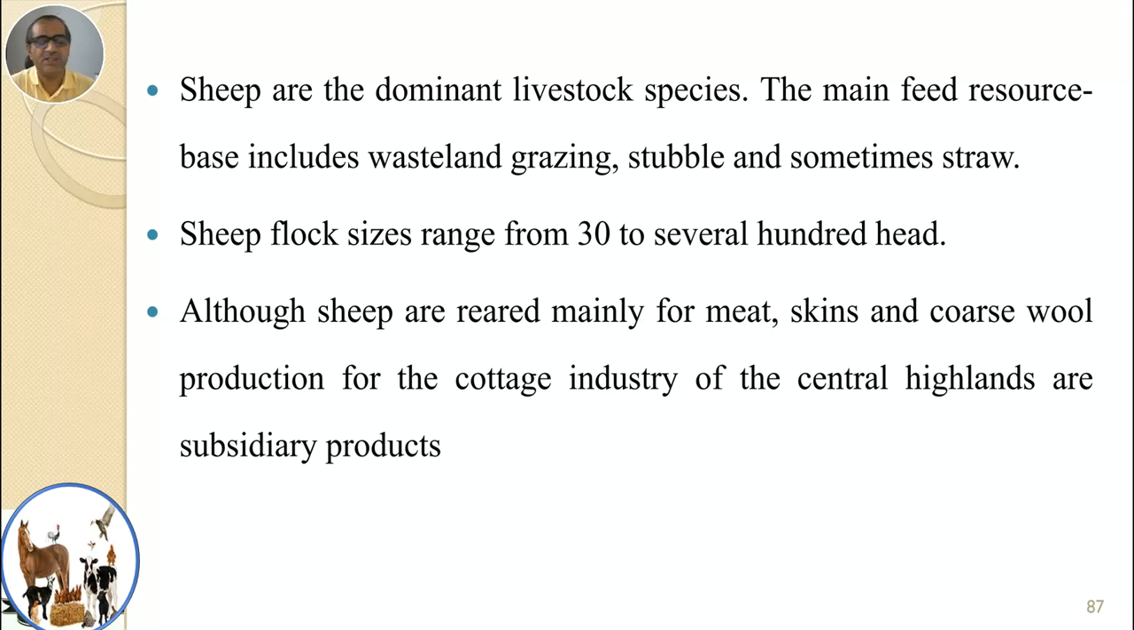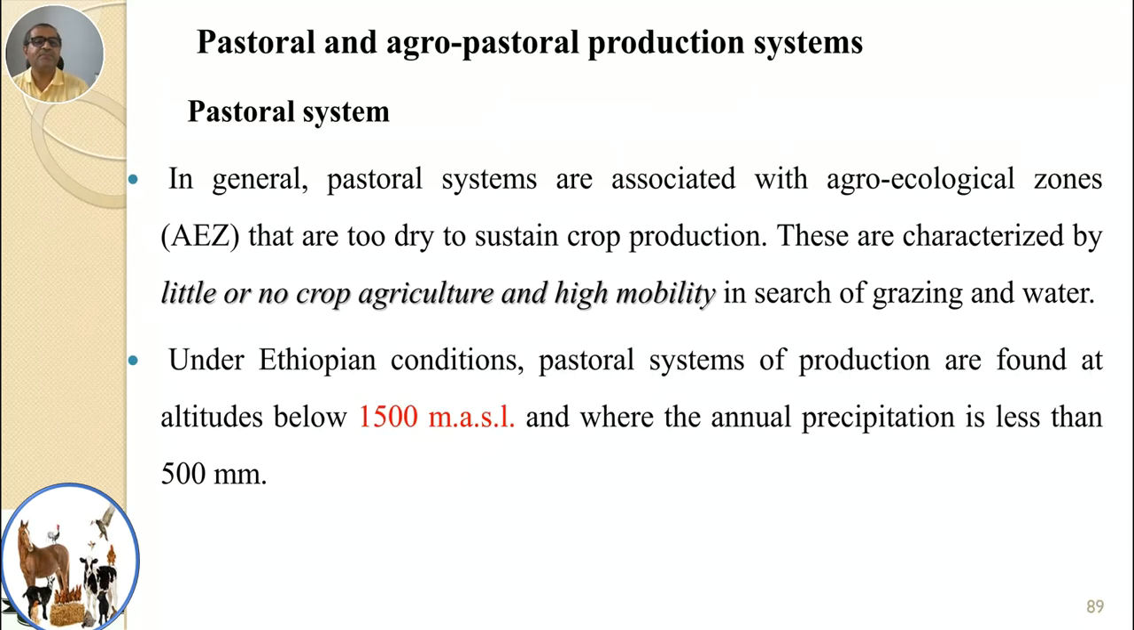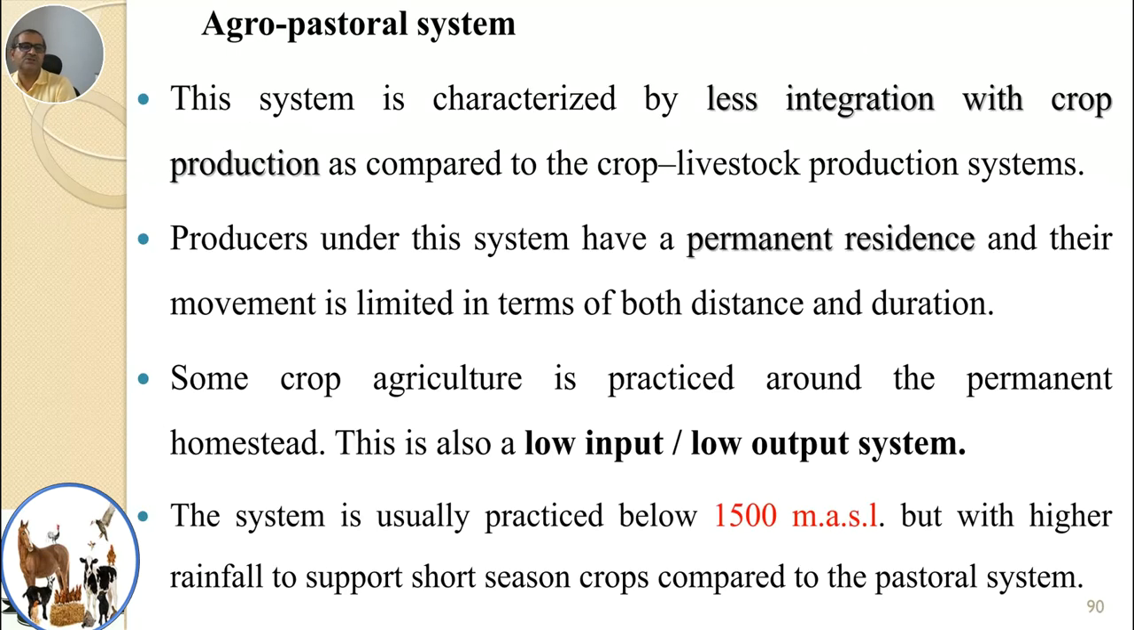Mahatma Gandhi ji was also very fond of goat milk, and said it is the poor man's cow. Hence, goat husbandry is one of the most popular businesses of the poor man. Then pastoral and agro-pastoral conditions are also one of the requirements. Especially they require little or no crop agriculture. Under these conditions, these can be produced.